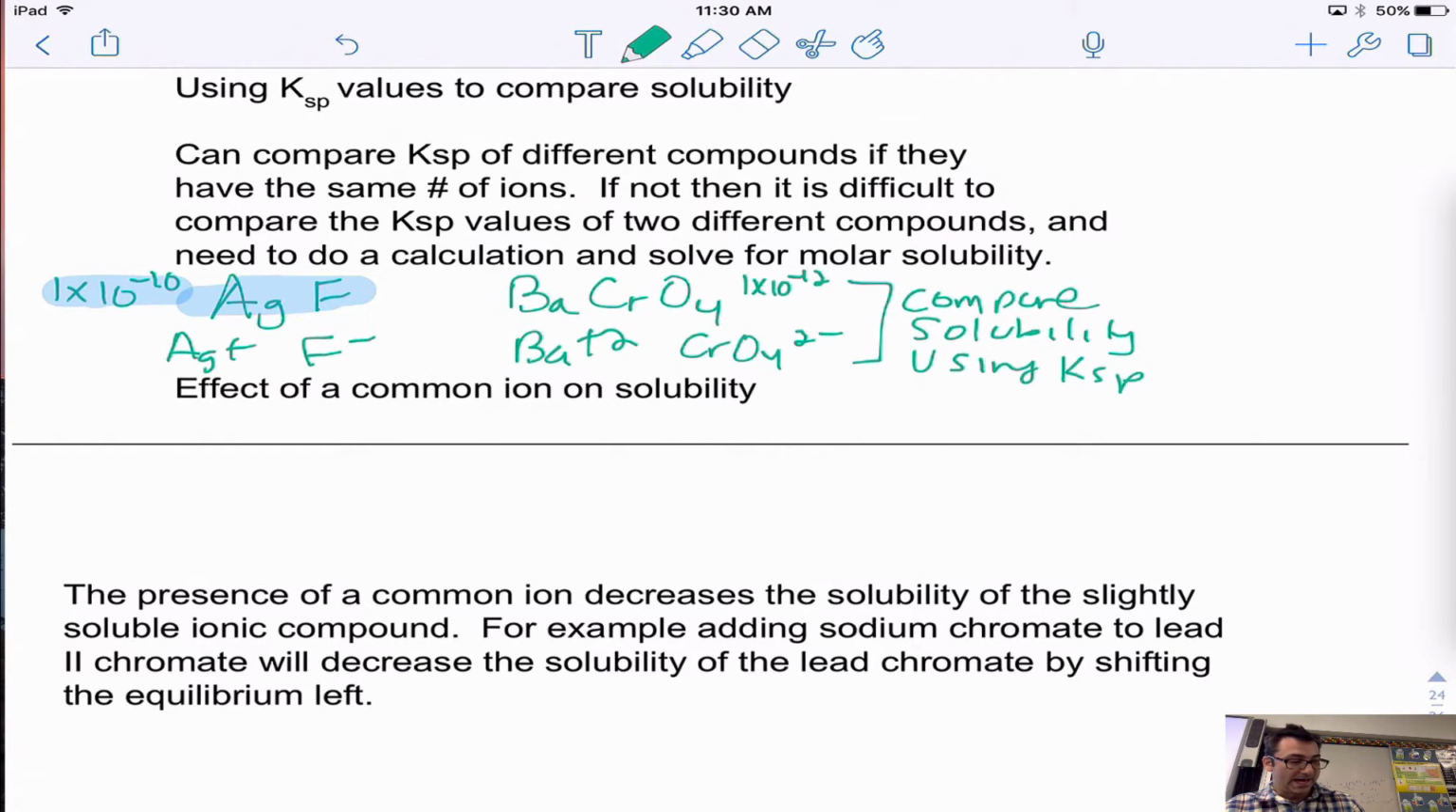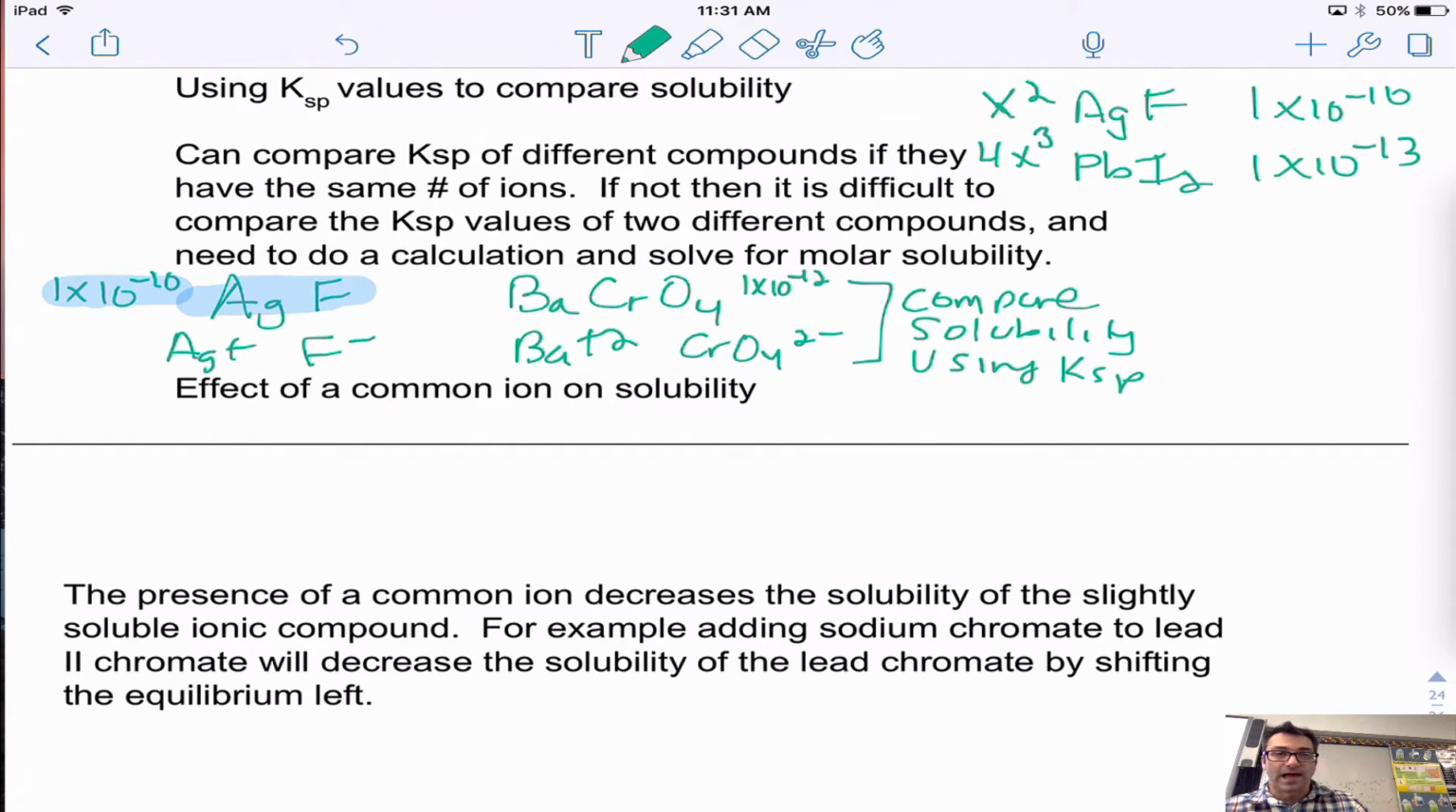If I had AgF and then I was trying to compare that to PbI2, and we have the KSP of AgF as 1 times 10 to the negative 10th, and we have the PbI2 maybe as 1 times 10 to the negative 13th. If I had these two, I could not compare their KSPs the same. Why couldn't I compare their KSPs the same? They form different numbers of ions. The expression for AgF in terms of x would be x squared. The KSP expression in terms of x for PbI2, if we worked it out, would be 4x cubed.